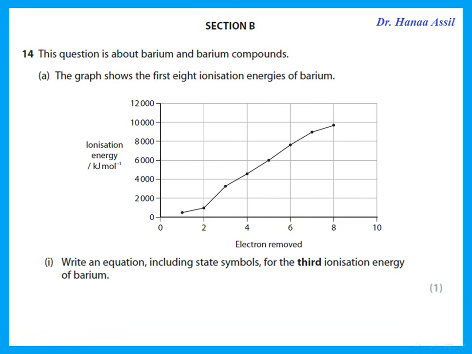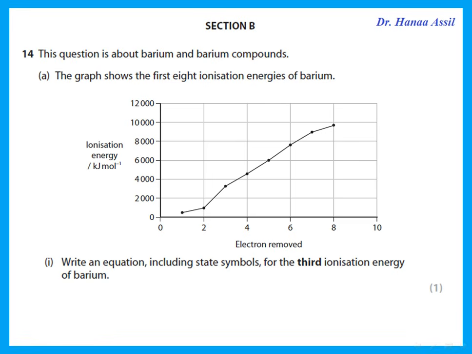This question is about barium and barium compounds. The graph shows the first 8 ionization energies of barium. Write an equation including state symbols for the third ionization energy of barium. What do we mean by the third ionization energy?